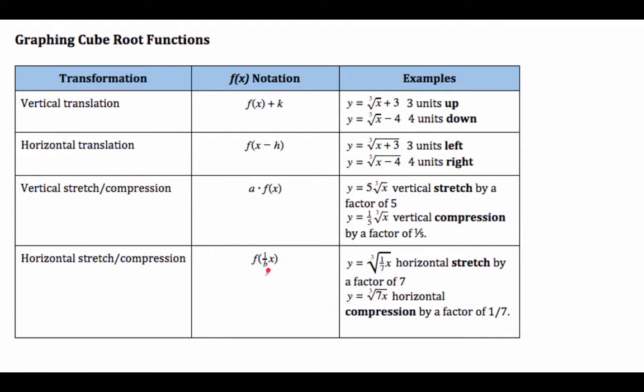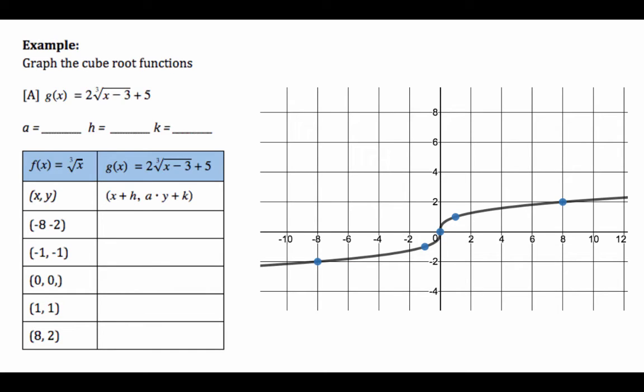Similarly for the b. Looking at this example, what are the values of a, h, and k? If you said 2, 3, and 5, you're correct. Now, I gave you these points. You should plot these points on the graph that was provided for you: (-8, 2), (-1, 1), (0, 0), (1, 1), and (8, 2). Those are my anchor points.